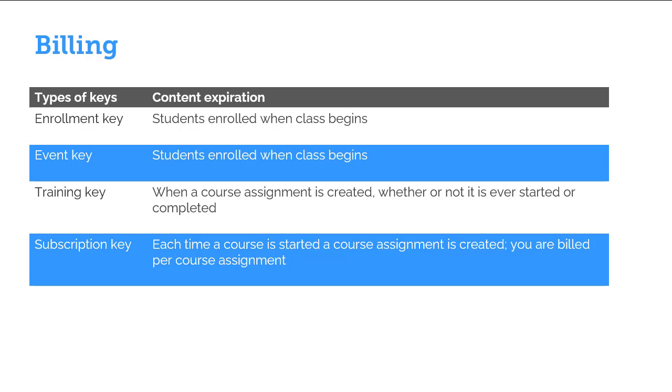And the subscription works the same way. You have multiple courses within a subscription, and if a student starts that course, it creates a course assignment, and you're billed for that course assignment. So you are billed per course assignment. If they take one out of the subscription, that's all you're billed for. If they take every one of them, then you're billed for every one of them.